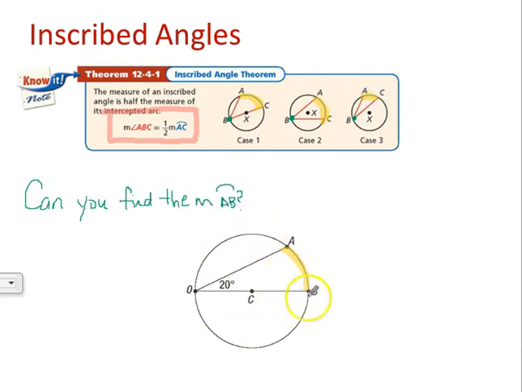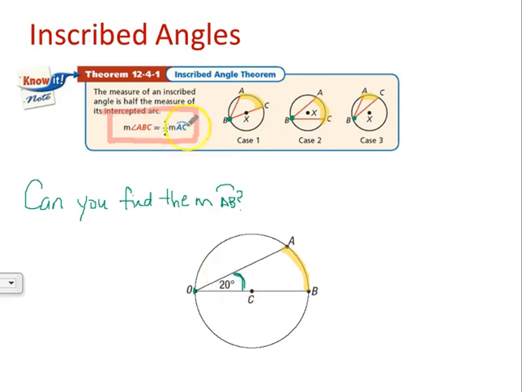So look down here. I've got a circle, and I've got an inscribed angle with its vertex on the circle. The measure of this angle is 20 degrees. Knowing what I just told you about how to find the measure of your inscribed angle, do we know the measure of the arc AB? Well, sure we do.